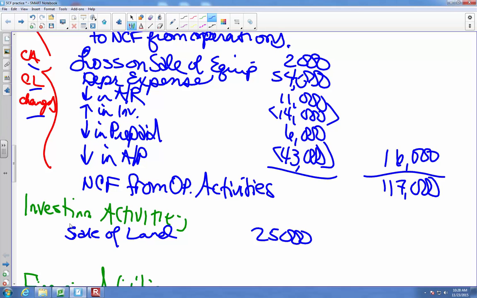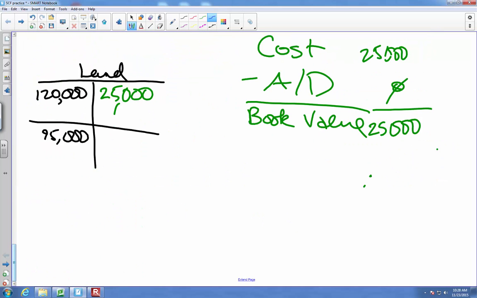Okay, let's go to the next one. Let's go to equipment, set up your T account, plug in beginning and ending balances. And whenever you do something with an accumulated depreciation account, you've got to set that up right next to it. So go ahead and set up both of those, please. Your equipment beginning and ending and your AD beginning and ending for equipment.